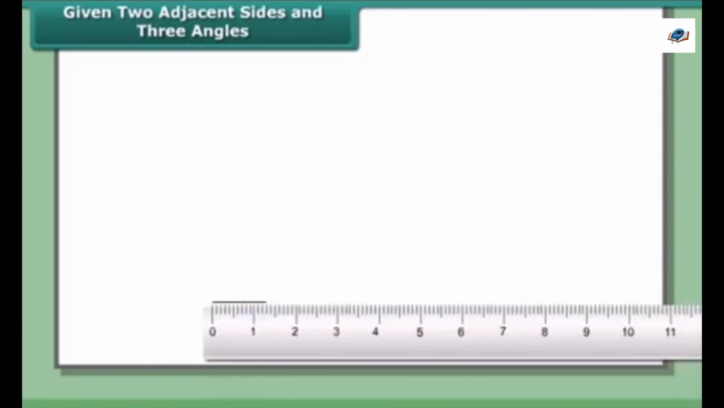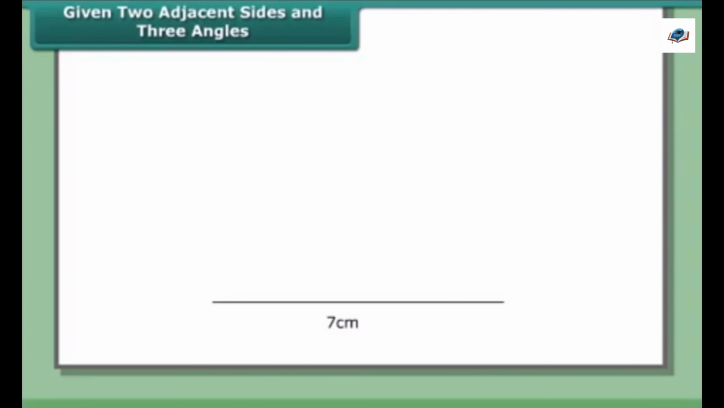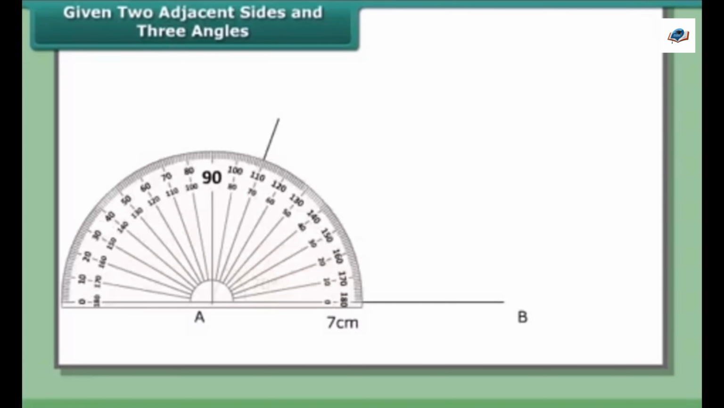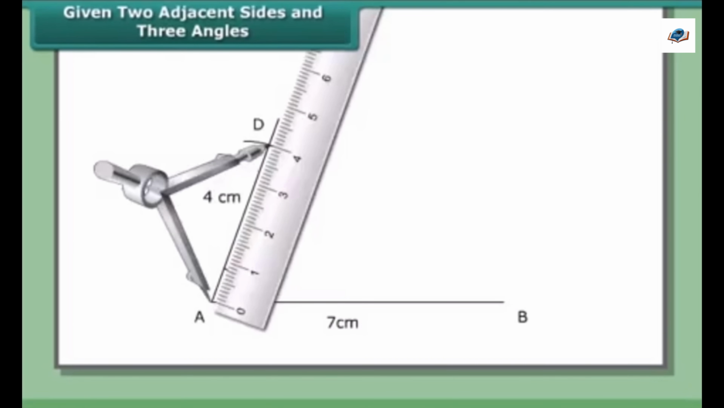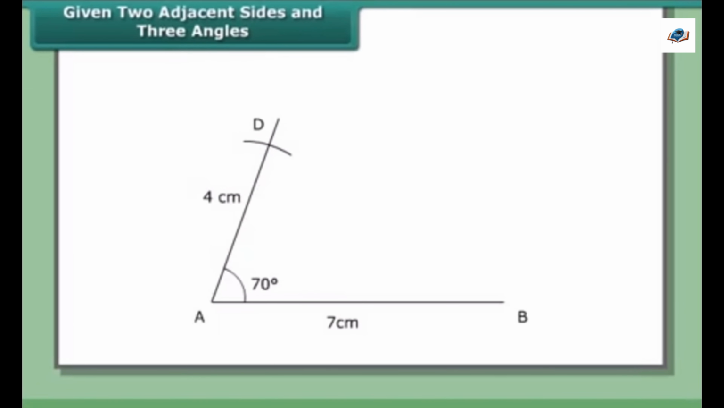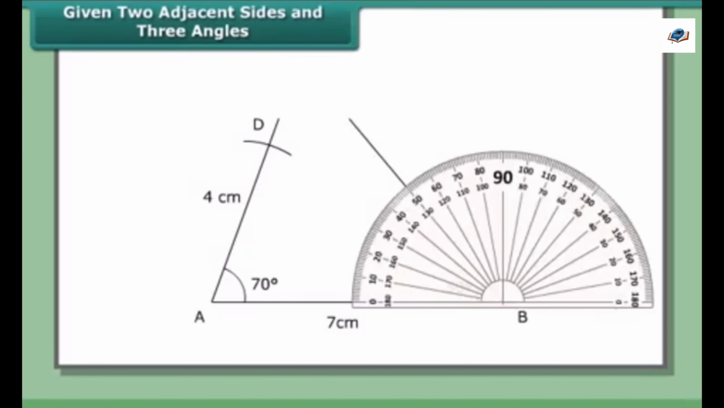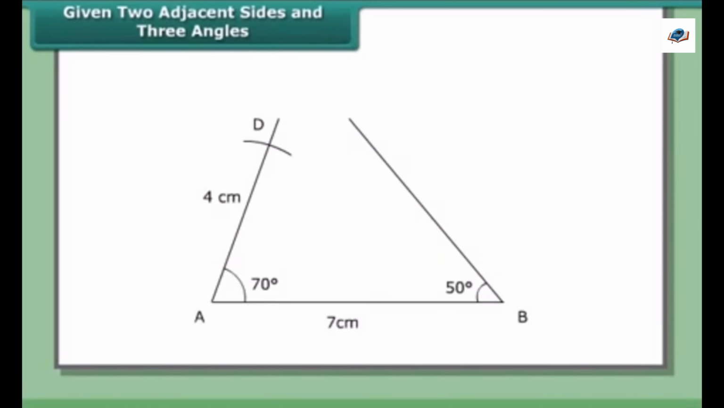Step 1. Draw the line segment AB equal to 7 cm. Draw angle A equal to 70 degrees using a protractor. With A as center and radius 4 cm, cut an arc on the line. At B, draw an angle of 50 degrees.